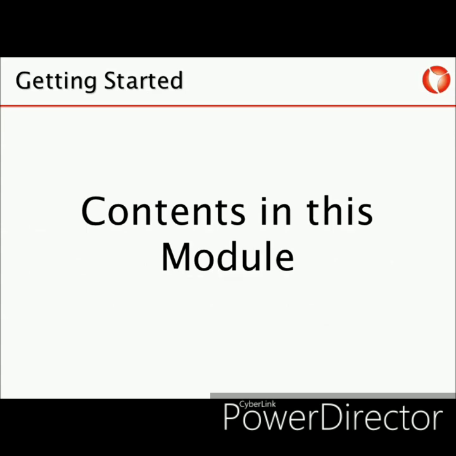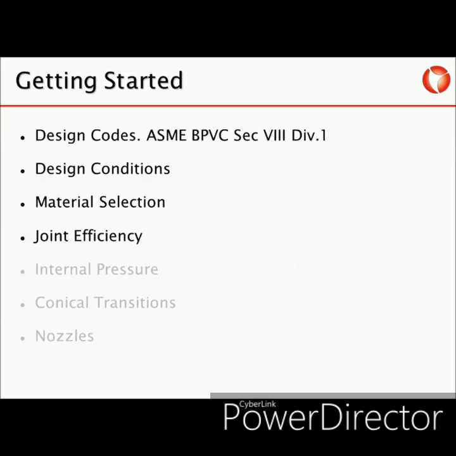The contents that will be covered in this module have been outlined to acquire a solid background of general vocabulary and terminology. The contents covered in this module are design codes, mainly regarding the ASME Boiler and Pressure Vessel Code, Section 8, Division 1, design conditions, material selection, and joint efficiency.